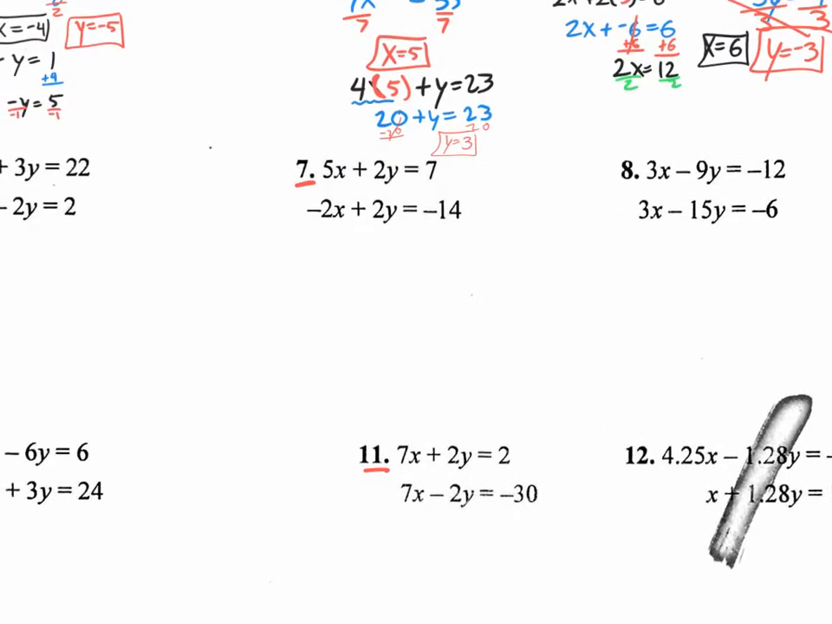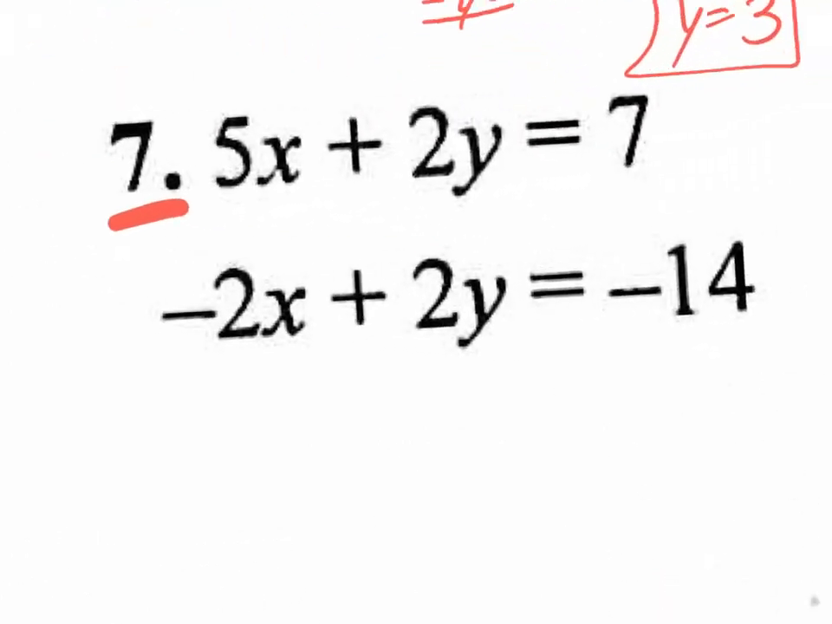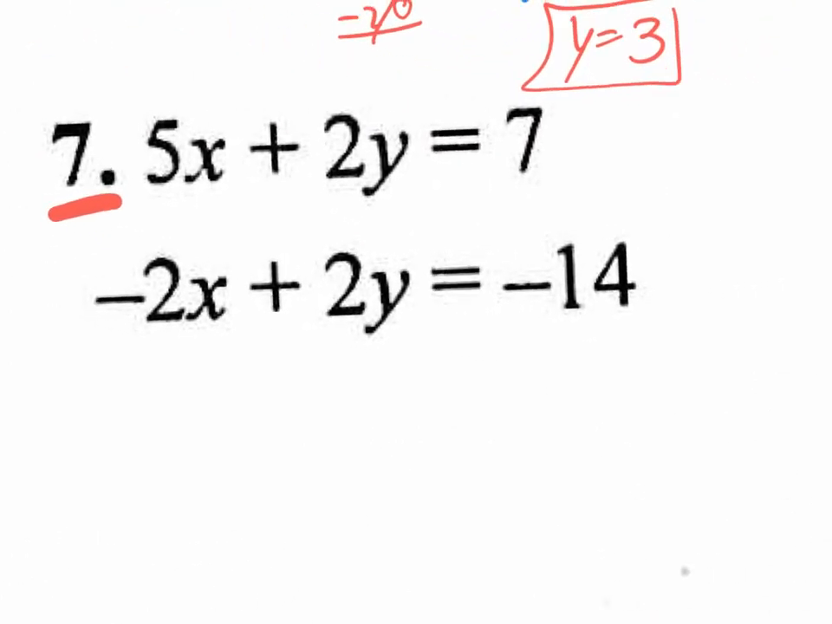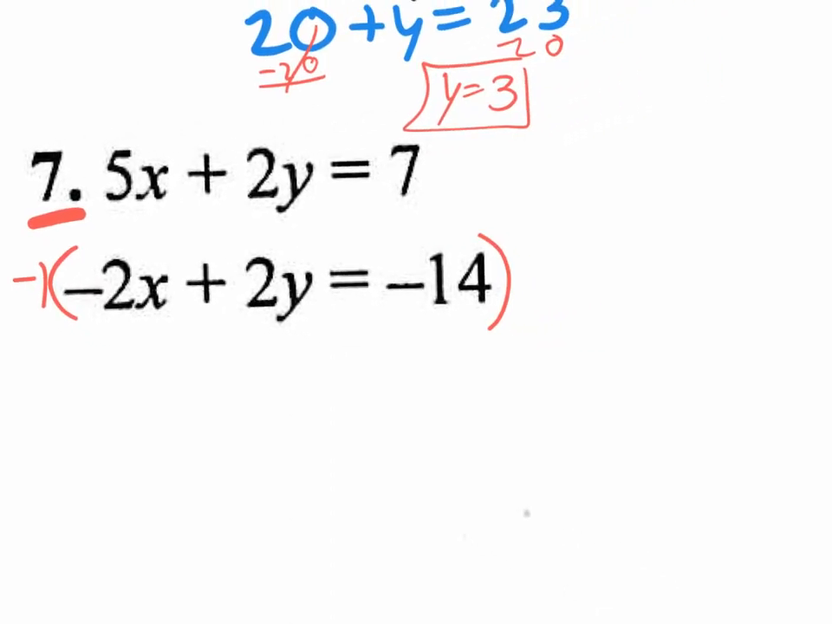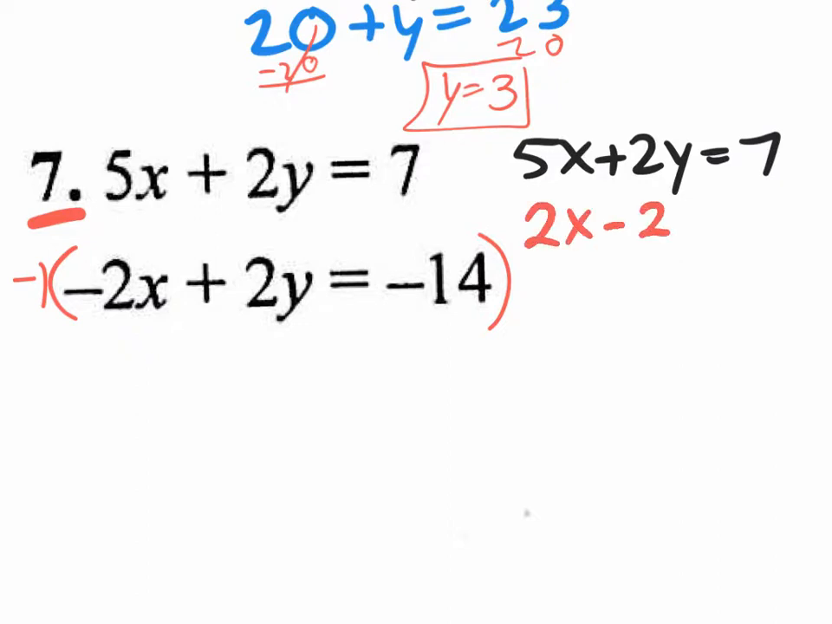Let's take a look at number 7. What's easier to cancel? X's or y's? Y's. And what would I have to do to cancel out the y's? Multiply by what? Negative 1. So let's multiply the bottom equation by negative 1. The top equation is going to stay the same: 5x plus 2y equals 7. The bottom equation, when you multiply everything by negative 1, is going to make everything opposite. So positive 2x minus 2y equals positive 14.